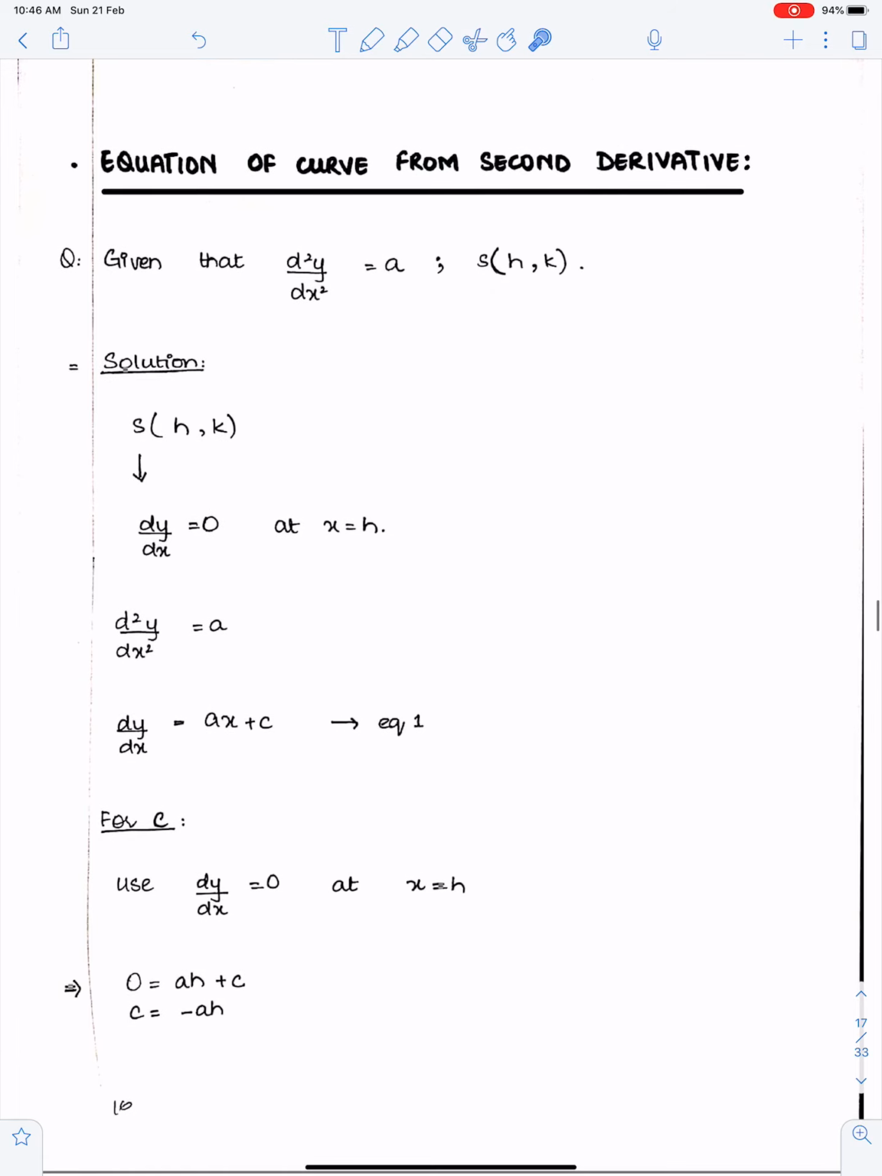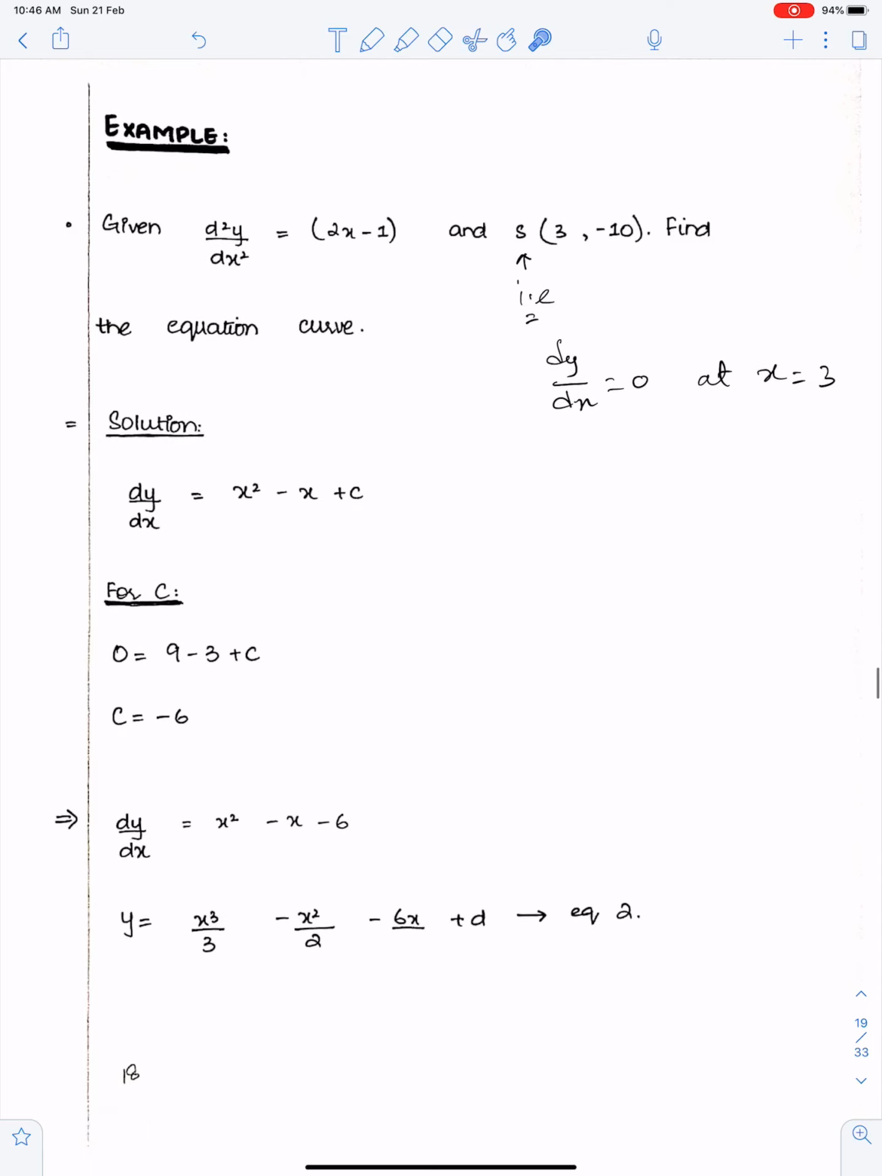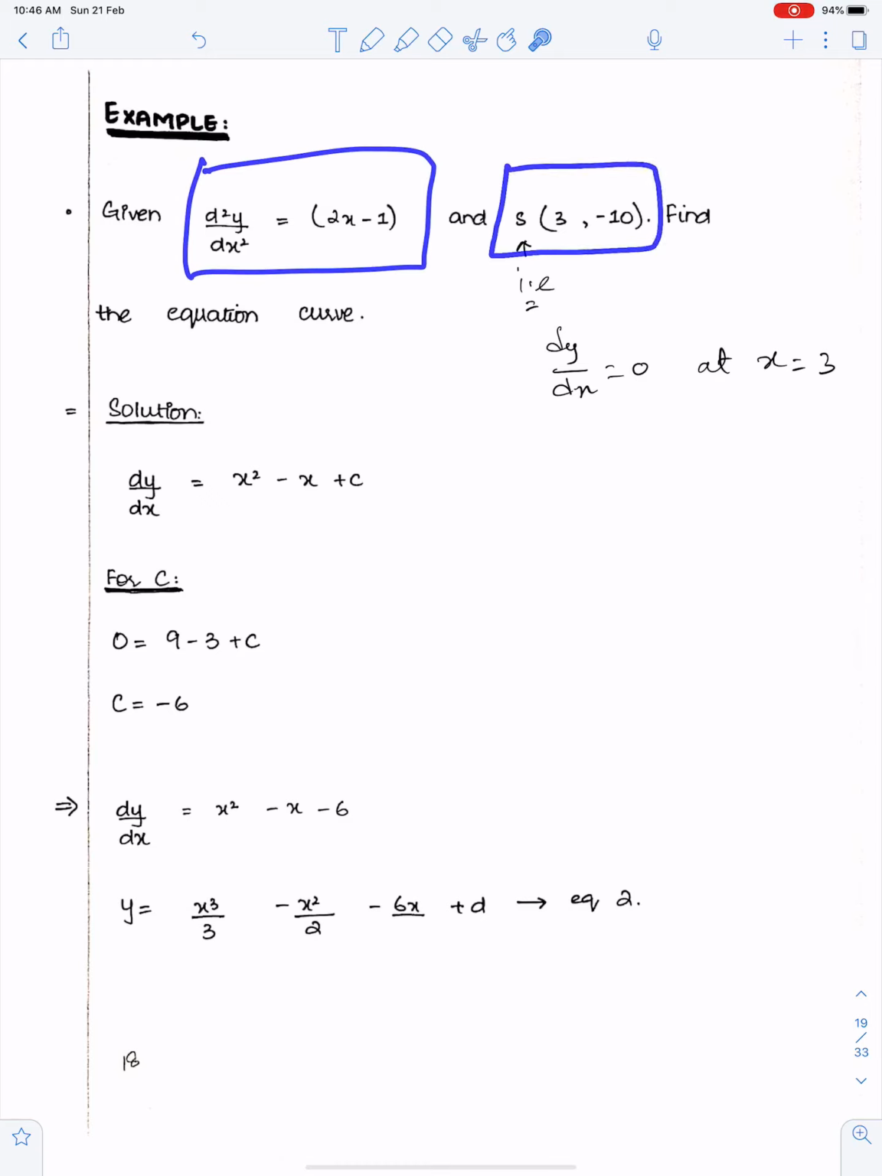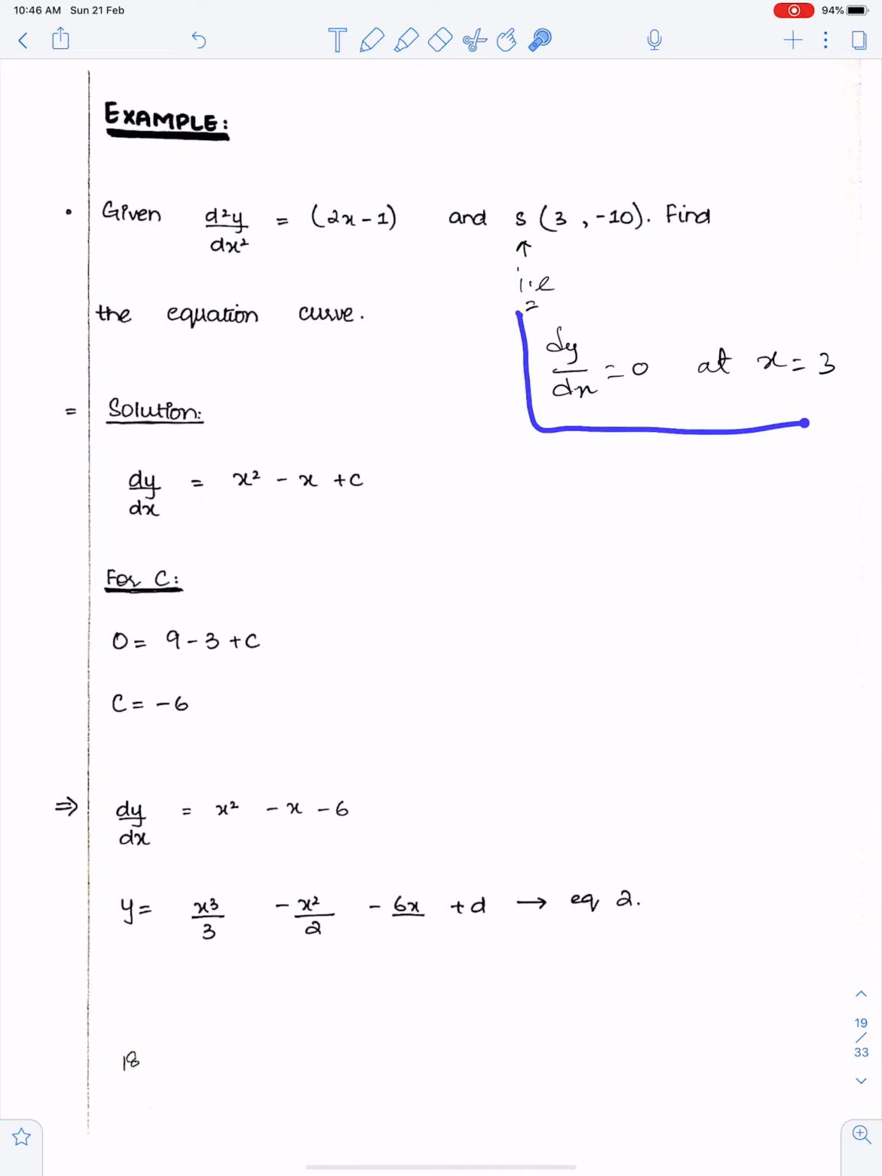Well, this is the next topic, equation of the curve from the second derivative. So if you are going to find the equation of the curve from the second derivative, you need to integrate the second derivative twice. So make sure you integrate the second derivative twice. This is the example. This is the second derivative and this is the turning point. Turning point means a stationary point, or turning point means gradient is 0 at this particular value of x.